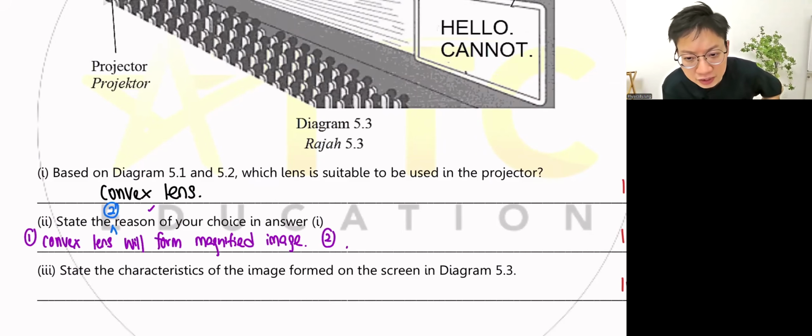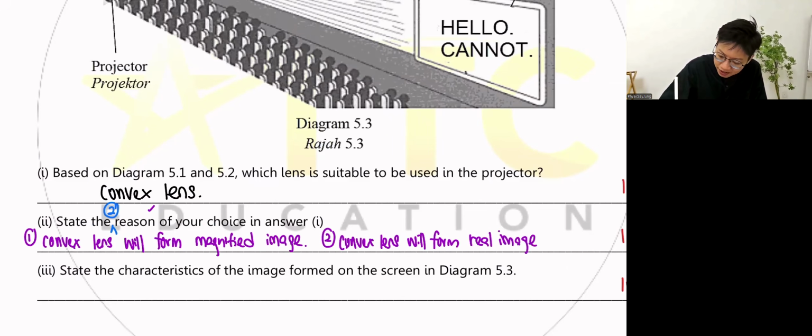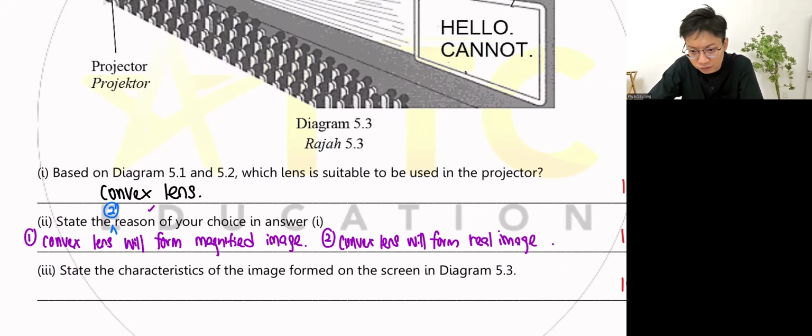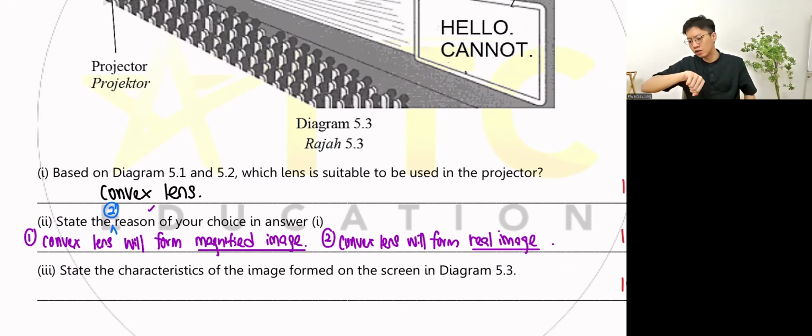Apart from forming a magnified image, what else can a convex lens do? Very smart. Your convex lens will form a real image. Yes, it will also form a real image. Real, inverted, not upright. We have 2 choices, but you can say it forms a magnified image or forms a real image. Inverted, Zoe. Who taught you upright? The upright one is the concave lens.